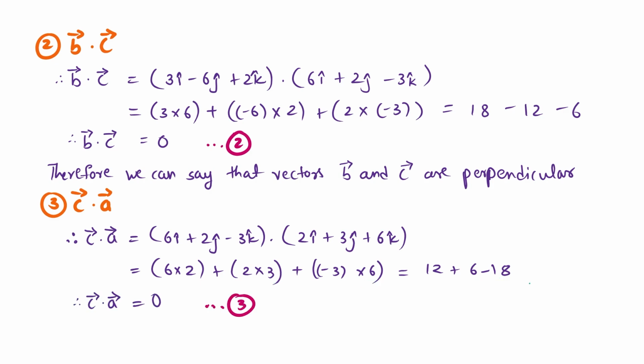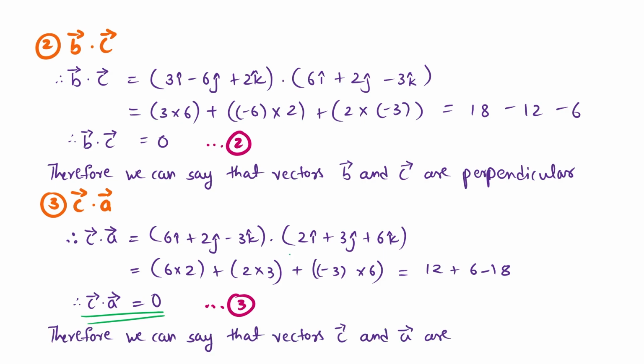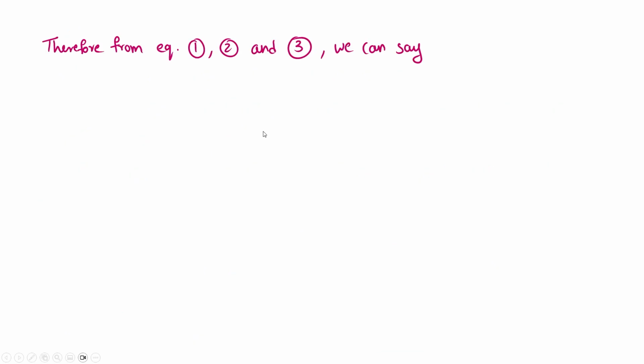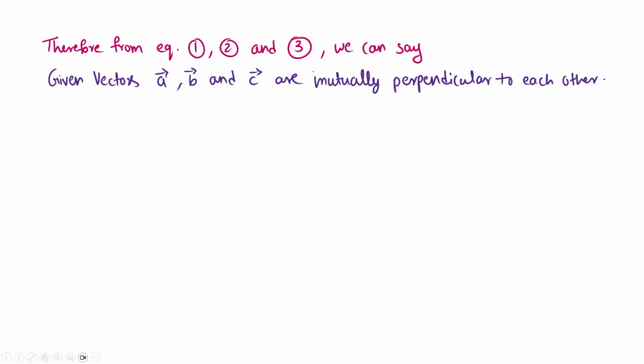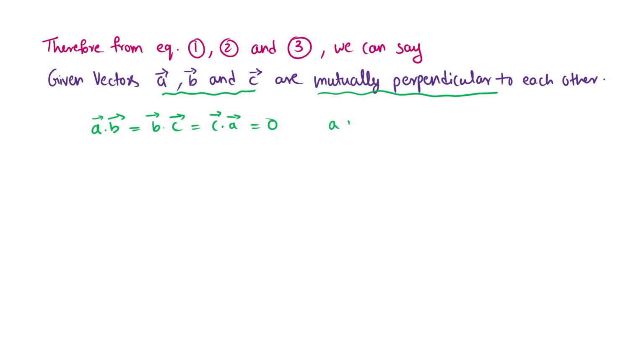And if we were to add these terms, we would say that C dot A is also 0, which means I can say that vectors C and A are perpendicular as well. So from equations 1, 2 and 3, we can say that vectors A, B and C are mutually perpendicular to each other because A dot B equals B dot C equals C dot A equals 0. Okay, so the dot products of all three vectors among each other come out to be 0. Hence we can say A is perpendicular to B, which is perpendicular to C.